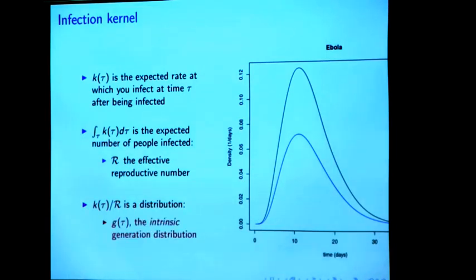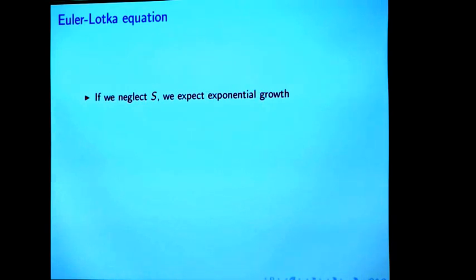Again, my words from my mouth have run ahead of my words on the slide, but this is what we do. We imagine we can measure or estimate something about the kernel and break it into a generation distribution and big R, or we might do it the other way. We might estimate big R and the distribution and try to reconstruct the kernel.